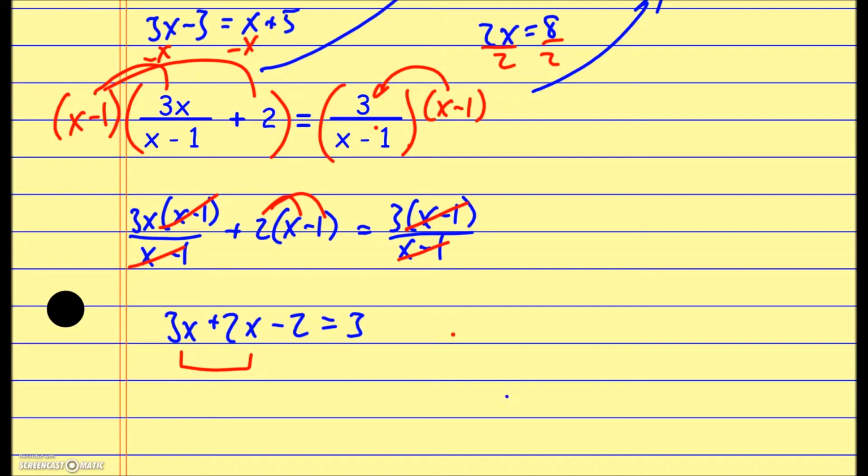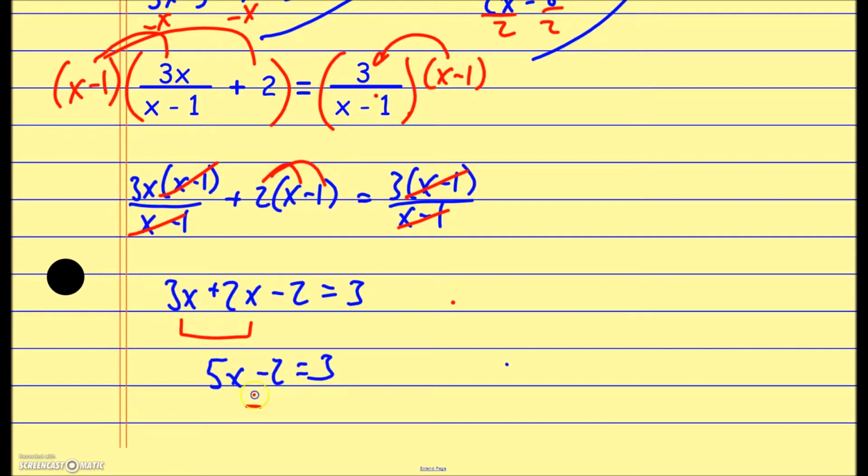So here I combine those like terms. That gives me a 5x. So I have 5x minus 2 equals 3. And now to finish solving this thing, I'm going to add that 2 to each side. When I do that, this is going to give me a 5x equals 5. And now from here I divide each side by 5. And so I end up with x equals 1.